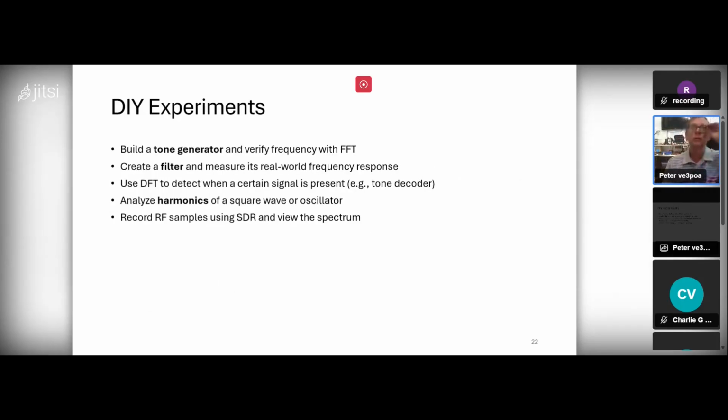Okay, so some of the experiments you can do: build a tone generator and verify with FFT, create filters and measure them, use DFT to detect when certain signals are present, like in tone decoders, etc. Analyze the harmonics of a square wave or oscillator. Record RF samples using SDR, and then view the spectrum.